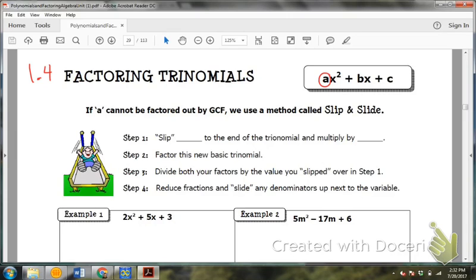Okay, so they use a slip and slide method. We are not using slip and slide, although that sounds exciting. There are a lot of fractions with slip and slide, and I know how much you love fractions anyway. So we're just going to go the old school x factoring method that you've already learned.